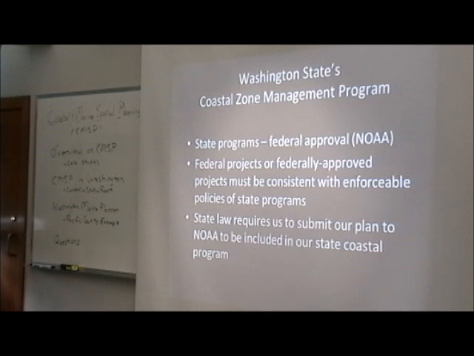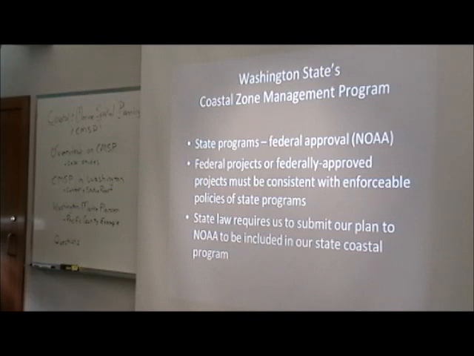What happens is then federal projects or federally approved projects have to be consistent with the state's program. So they have to get what's called a federal consistency approval from the state. So when a project that is being permitted by the Army Corps of Engineers is being permitted, it has to get a federal consistency approval from the state if it's affecting our coastal zone. So it's a really powerful tool, or it can be, in terms of helping guide federal actions.